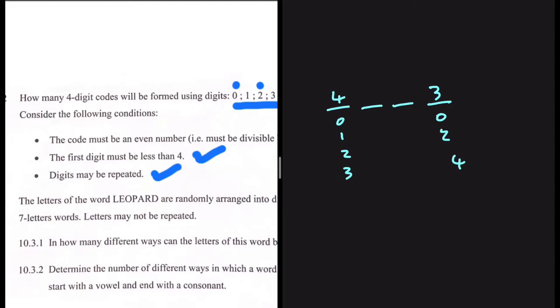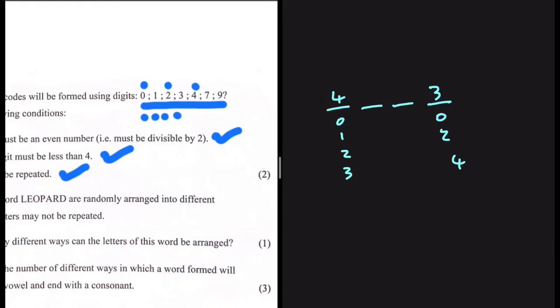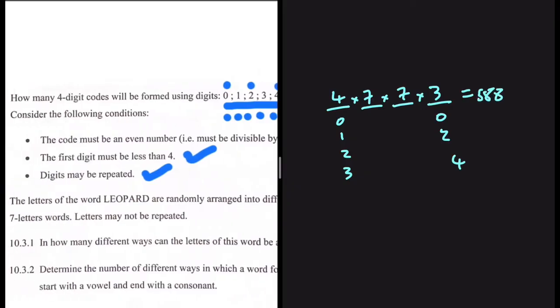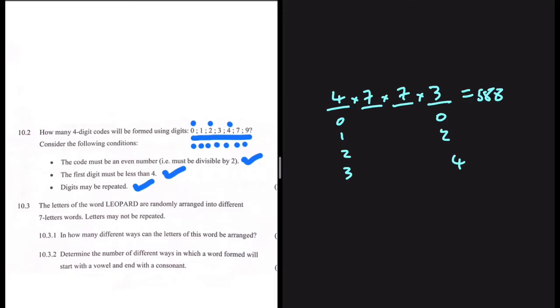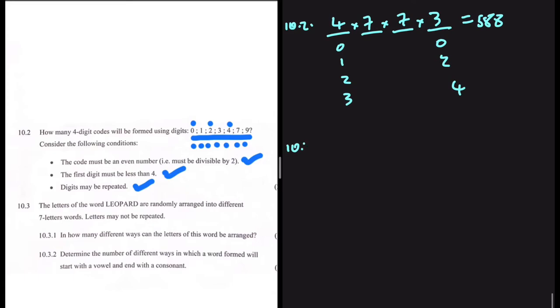What about the second and the third spots? 1, 2, 3, 4, 5, 6, 7. So we're going to have 7 here, and we're also going to have 7 here if repetition is allowed. The answer here is 588. So this is the number of codes that we can generate using those digits and having those conditions. That's the answer to 10.2. Let's look at 10.3.